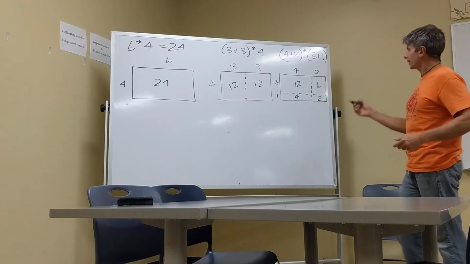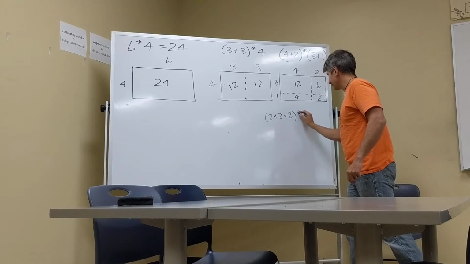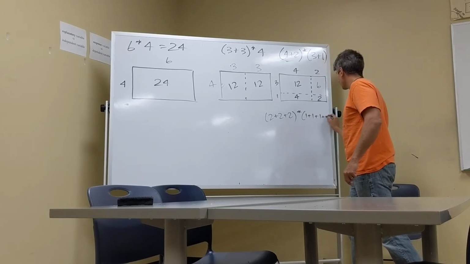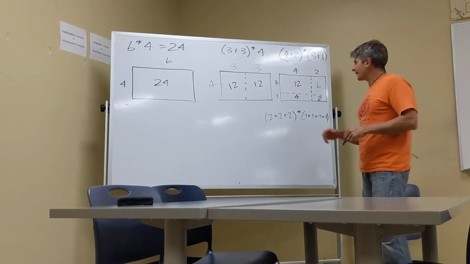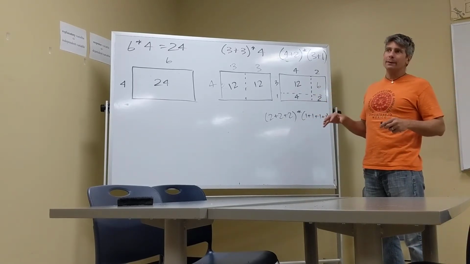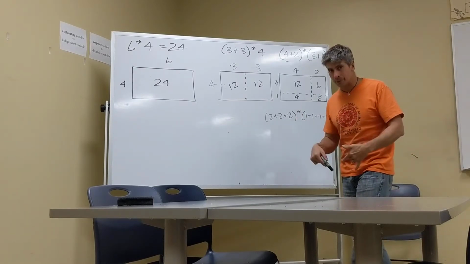You could probably do something like 2 plus 2 plus 2 times 1 plus 1 plus 1 plus 1, which is great and all, but it gets a little ridiculous at that point. And that's not what I wanted to get at. I didn't want to make it as convoluted as possible. What I wanted to do now is bring negative numbers in.